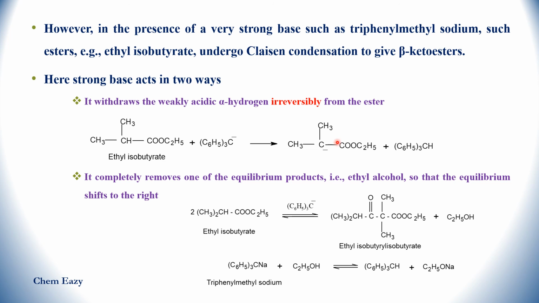Here you can see an example from ethyl isobutyrate. While using a very strong base, it produces the beta keto ester. Along with that, ethanol is also produced. This ethanol is completely removed so that the equilibrium shifts to the right.